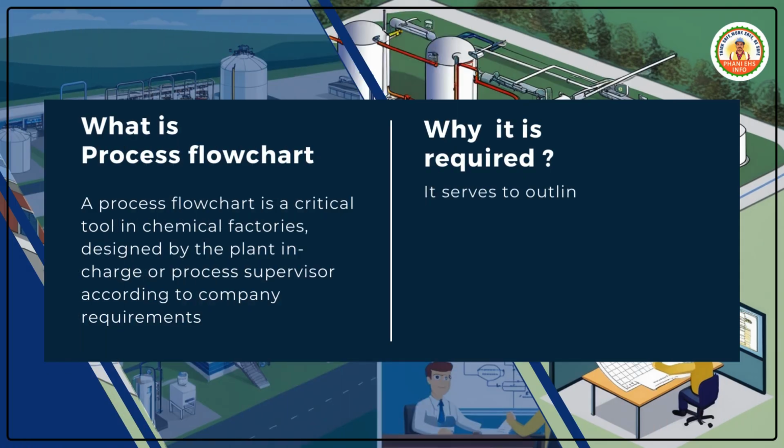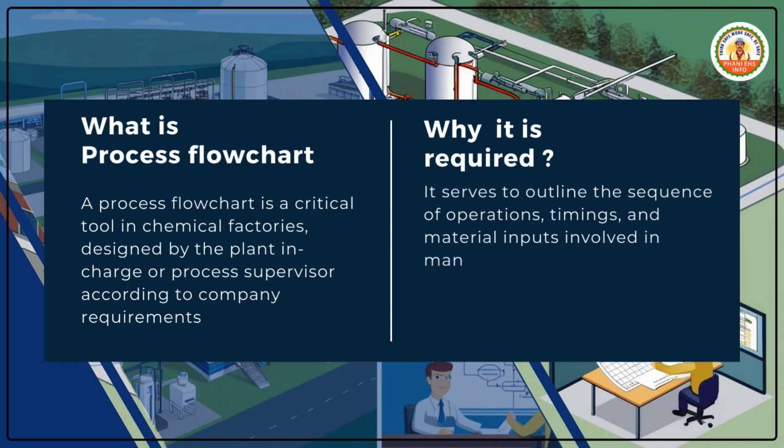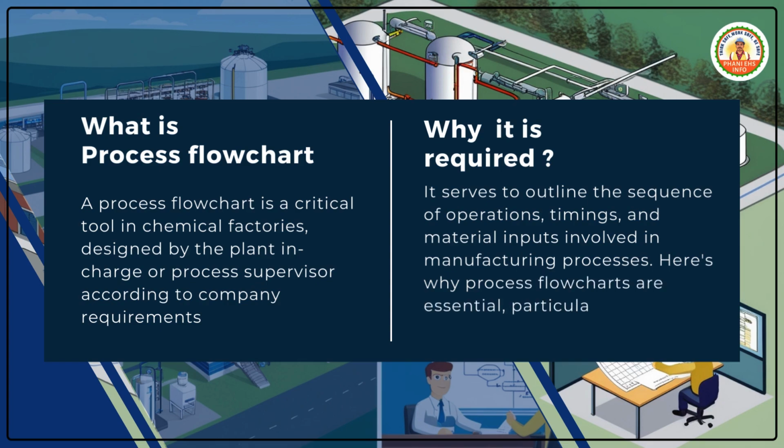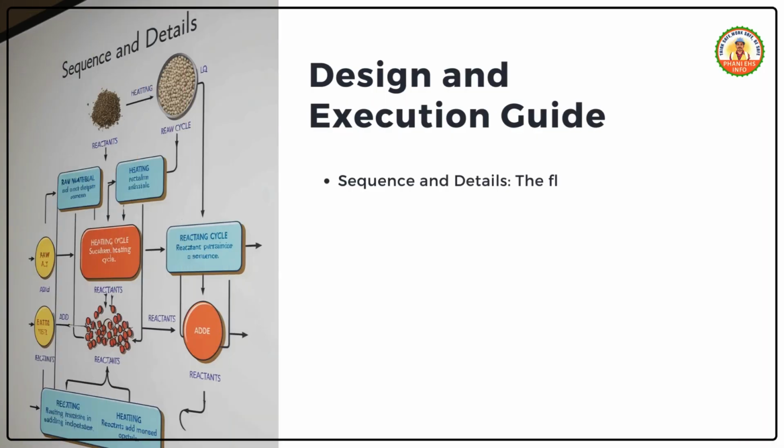Why is it required? It serves to outline the sequence of operations, timings, and material inputs involved in manufacturing processes. Here's why process flowcharts are essential, particularly in the context of inspections. Design and execution guide: sequence and details.